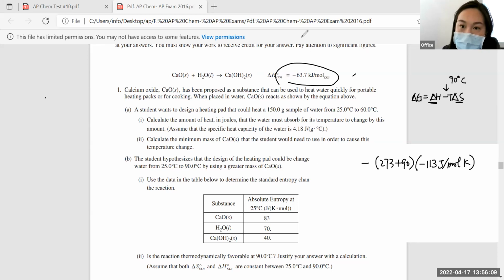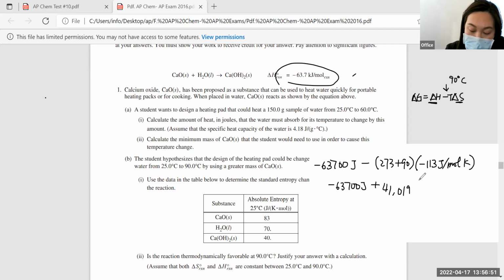Negative 63,700 joules, 273 plus 90, times 113. So negative 22.7 kilojoules.